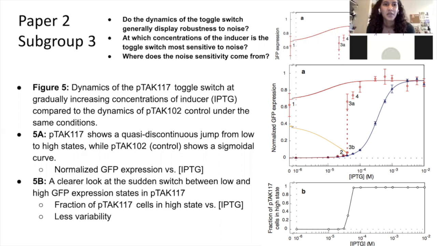So specifically for figure 5A, we're looking at the dynamics of the PTAC 117 toggle switch at gradually increasing concentrations of the inducer IPTG, compared to the dynamics of the PTAC 102 control under the same conditions of increasing IPTG concentration. In 5A, we see that PTAC 117 shows a quasi-discontinuous jump from low to high states, while PTAC 102, the control, shows a sigmoidal curve. We can see the sigmoidal curve here in bluish purple, and the discontinuous jump of PTAC 117 in red.